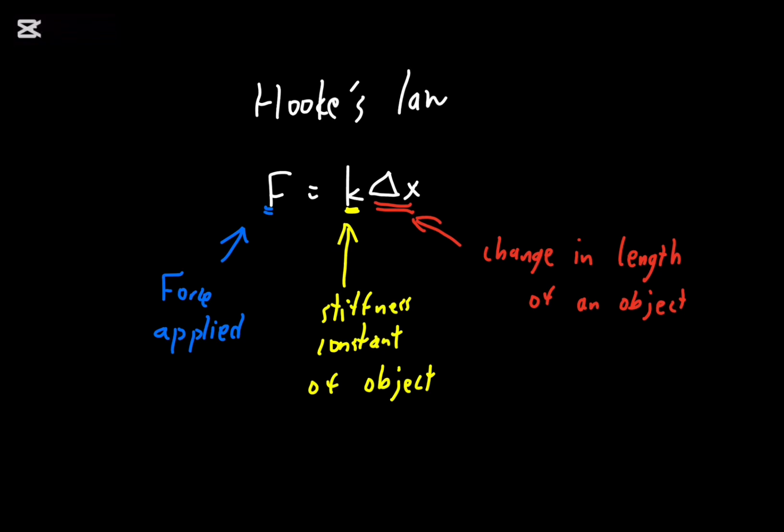Now F is the force applied, K is the stiffness constant of an object, and delta X is the change in length of an object.